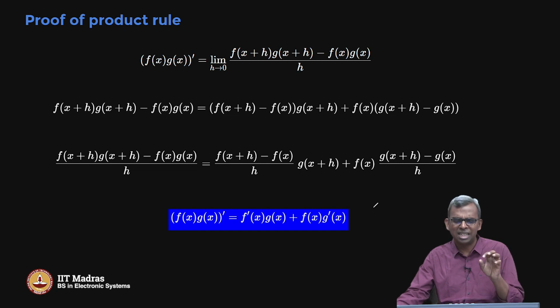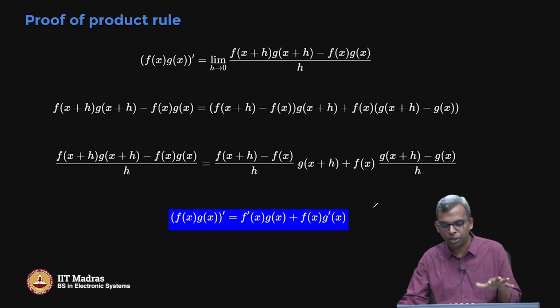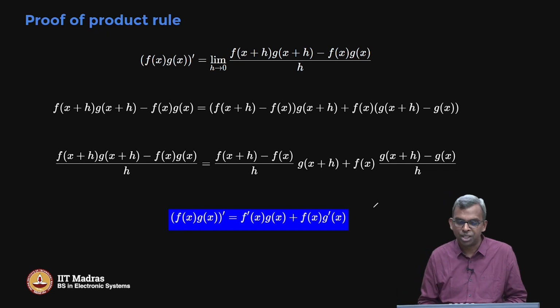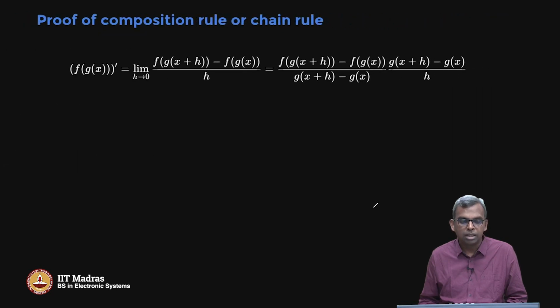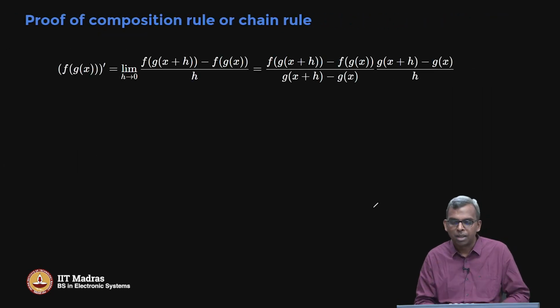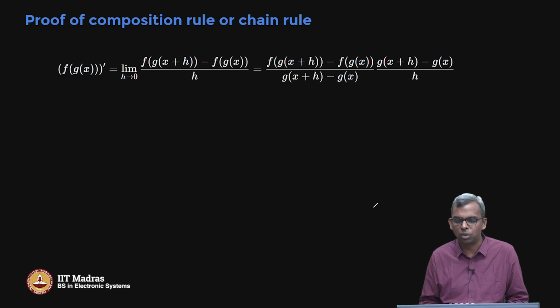Notice how very easily we could derive the product rule. So the product rule has a very simple derivation. Hope you like that. Okay. Now the chain rule is not so simple. We won't give a complete rigorous proof, but I'll point you to the main argument.